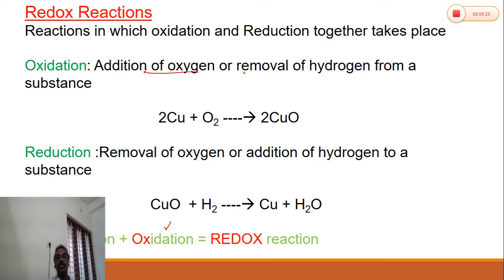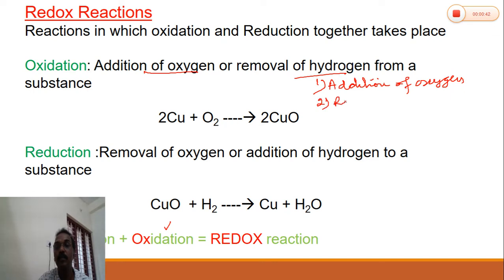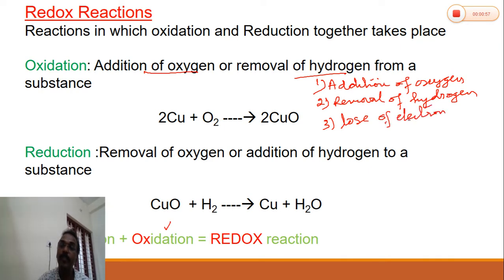Oxidation is the addition of oxygen, or removal of hydrogen, or loss of electrons. Loss of electrons.